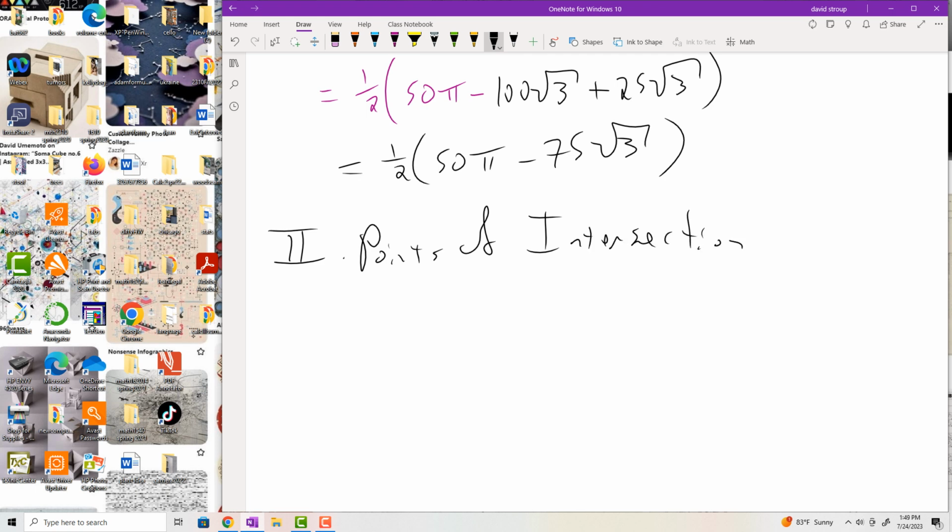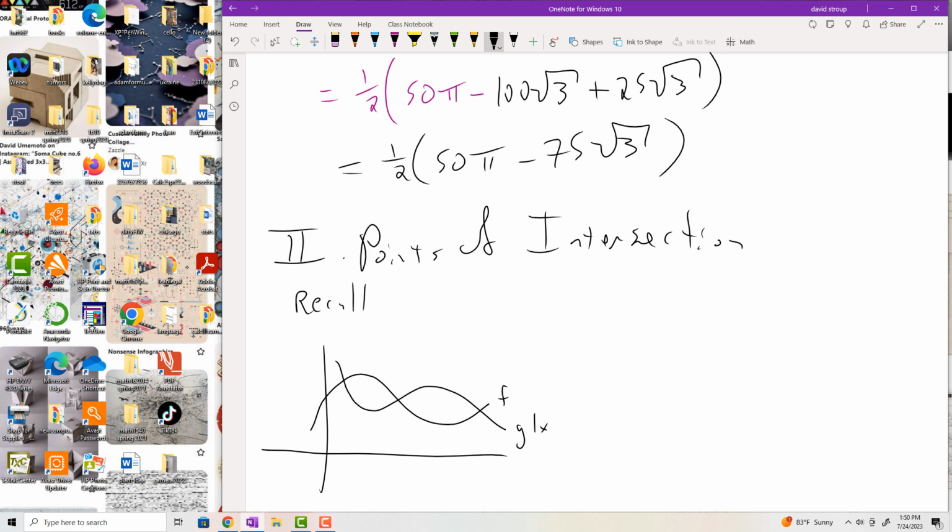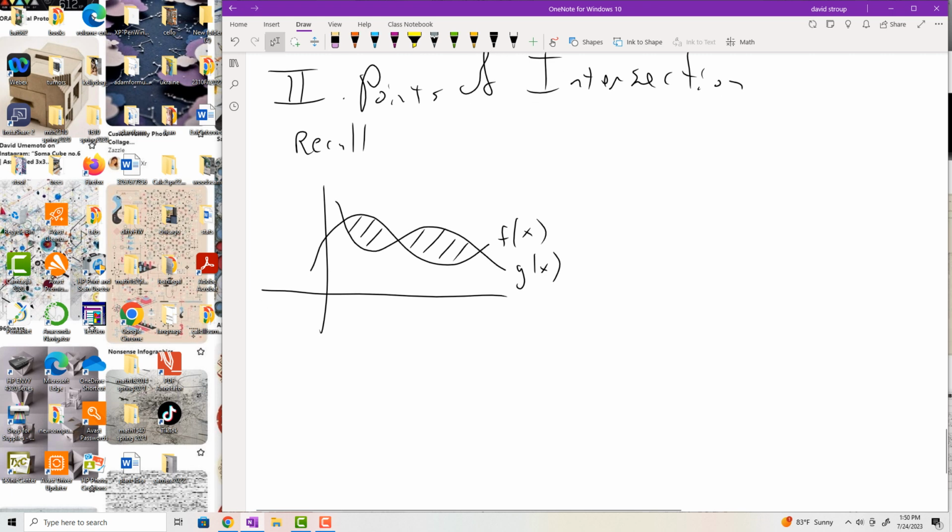Okay, ultimately, in this section, one of the capstones is to be able to integrate between two curves. So recall this stuff that we did in chapter 7. We want to find the area between these two curves, right? This area here. So in order to do that, it's always top curve minus bottom curve, right? Let's put in some points here.